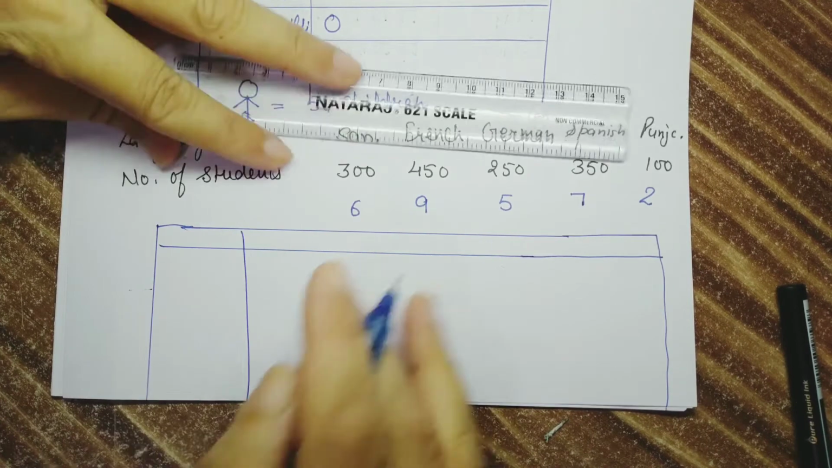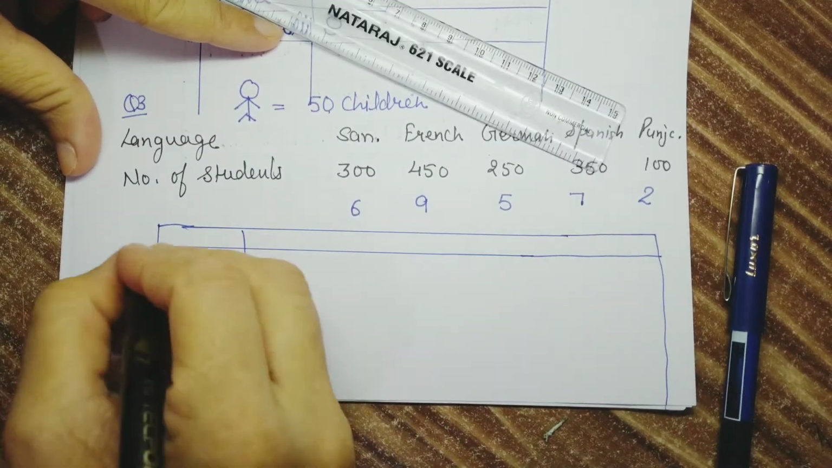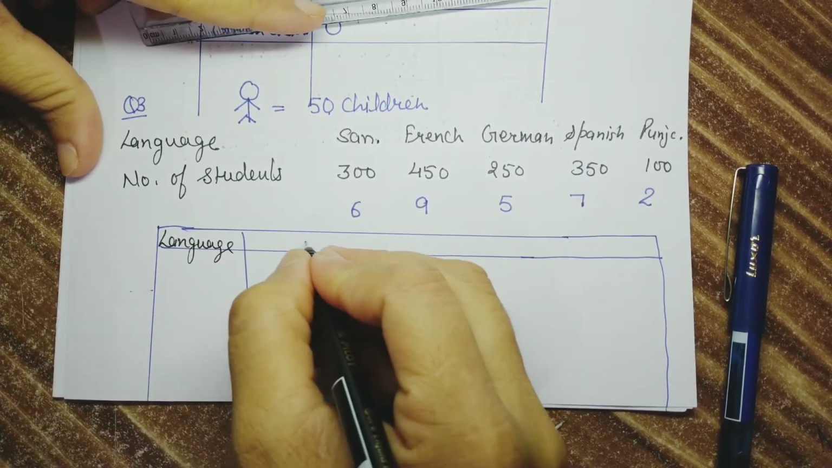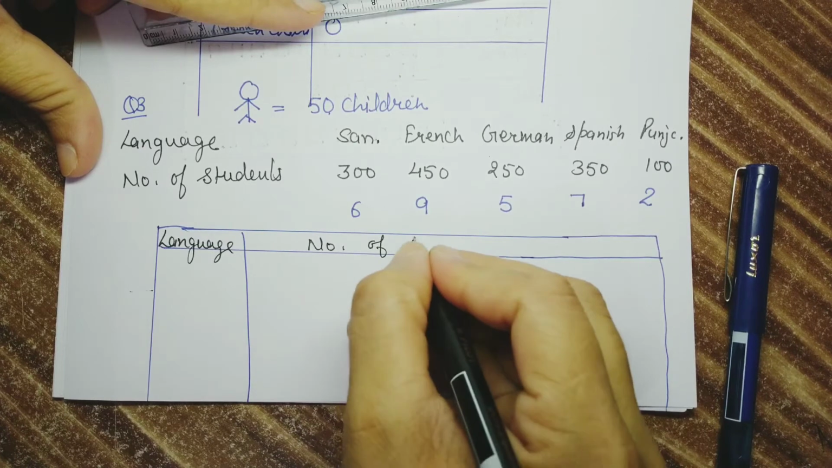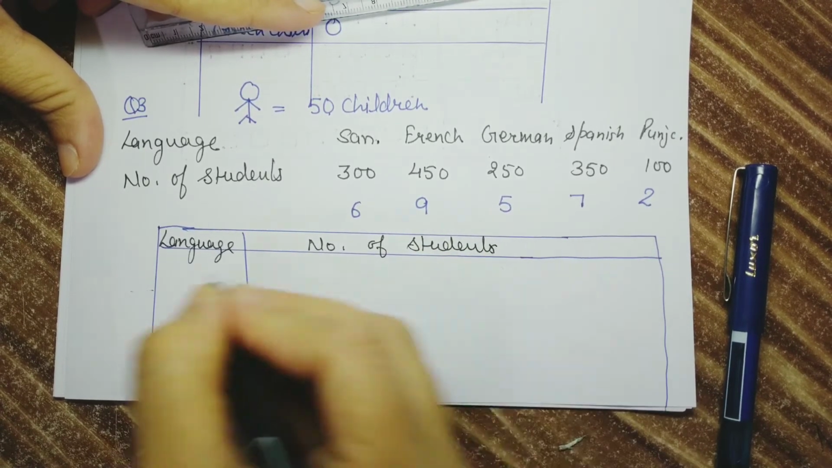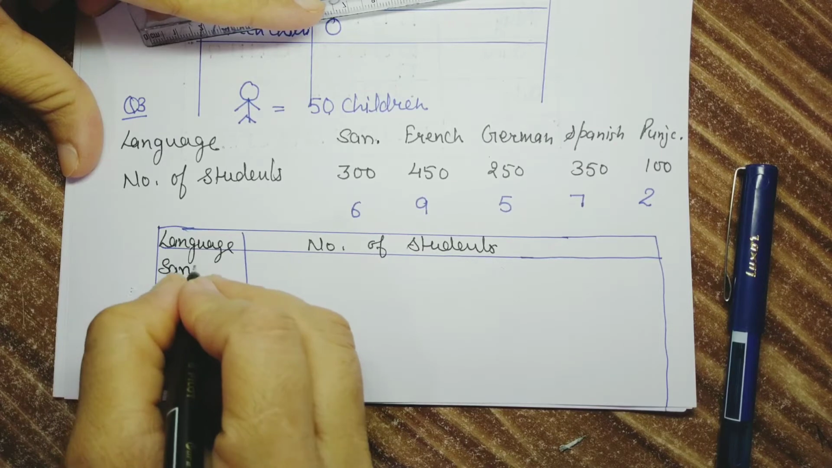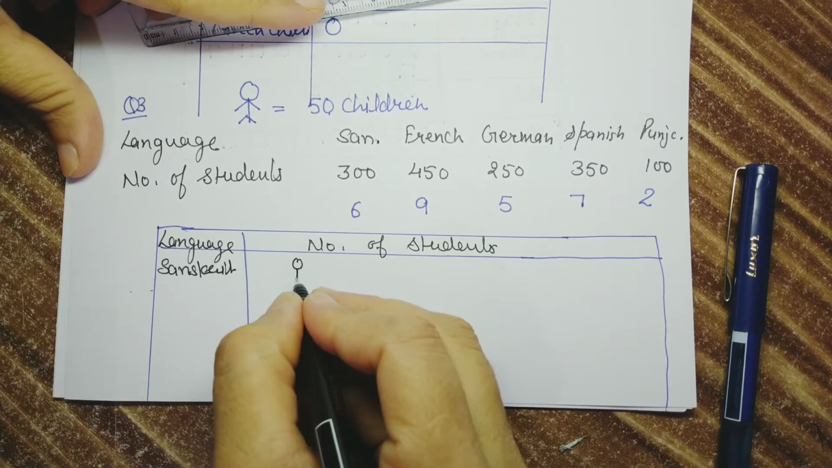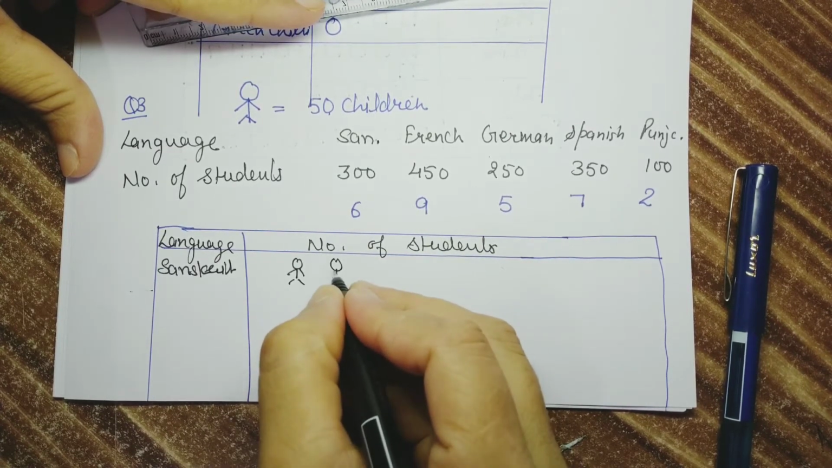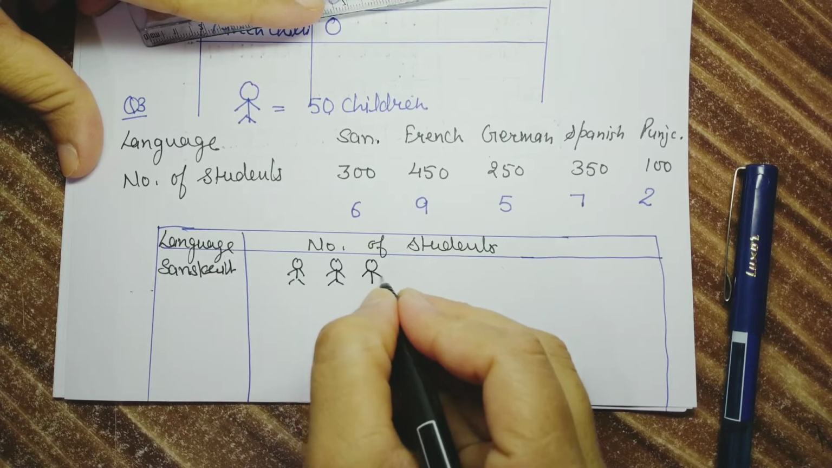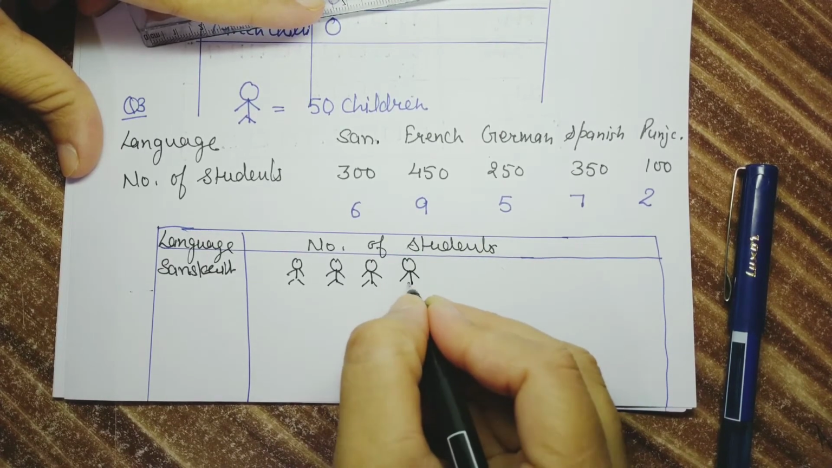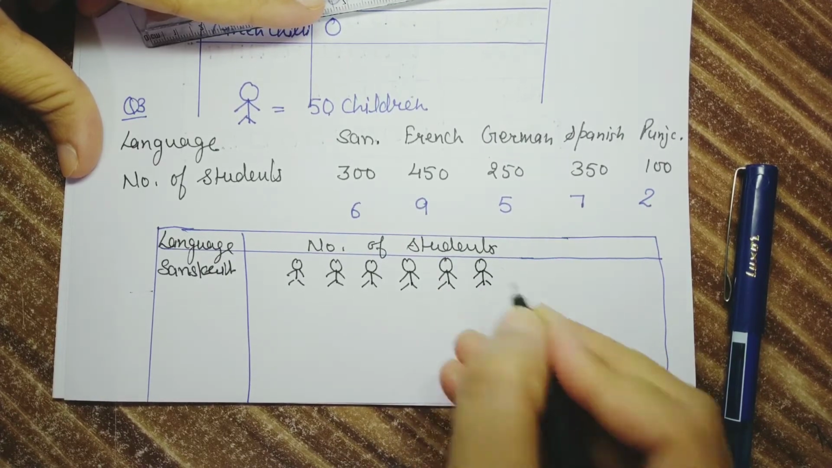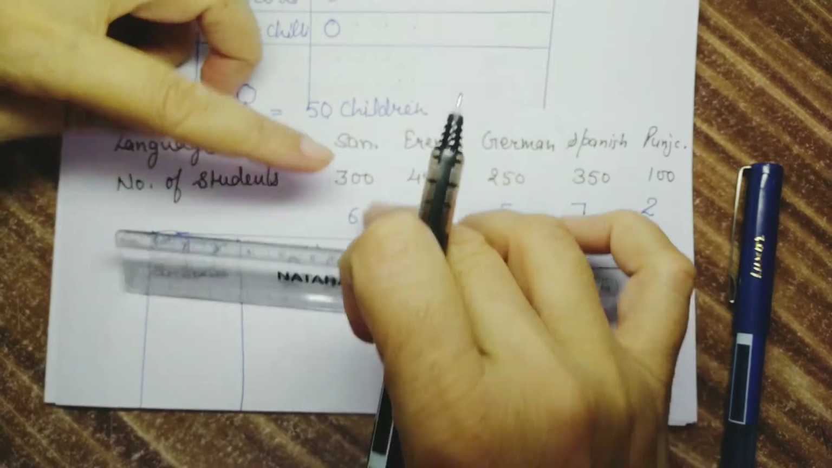Here they are representing language, and here is number of students. The first language is Sanskrit. 300, that means 6 pictures we have to draw. 1, 2, 3, 4, 5 and 6. Okay. Then after Sanskrit, French.